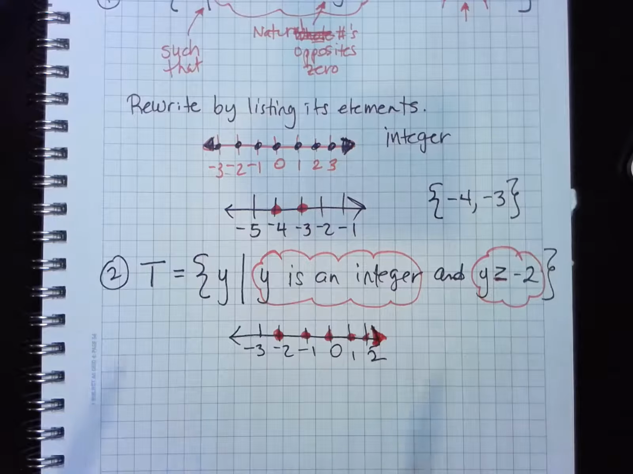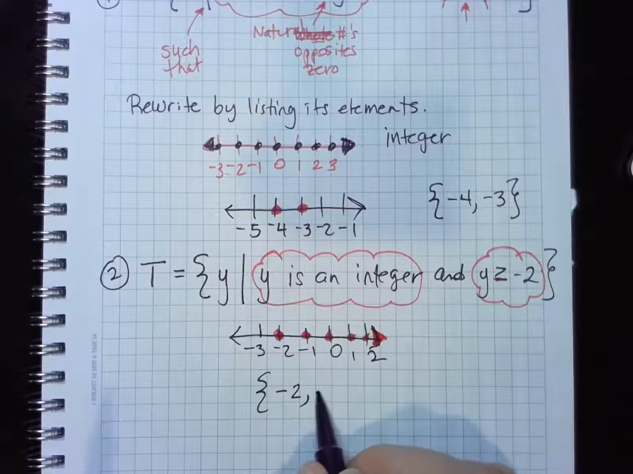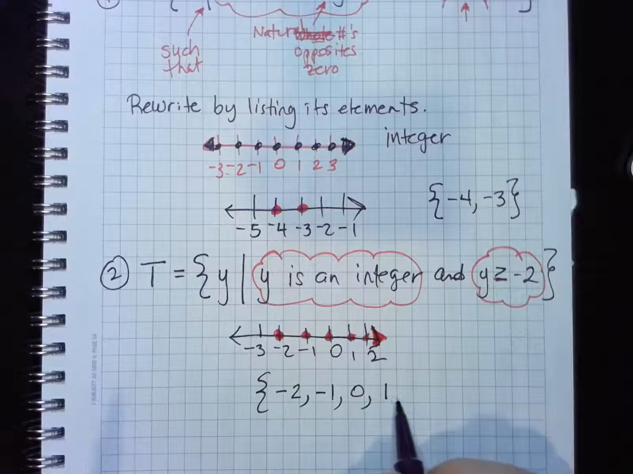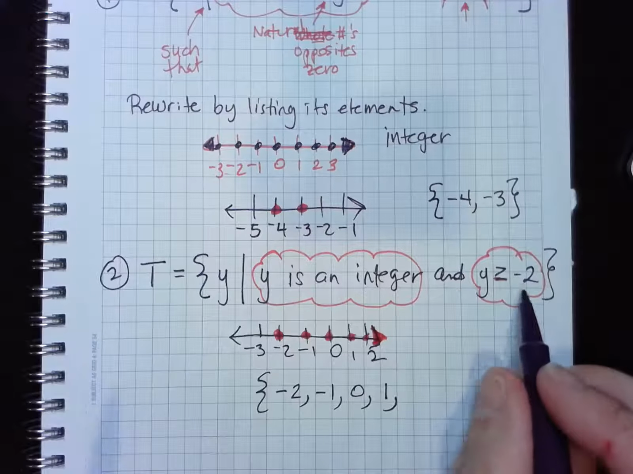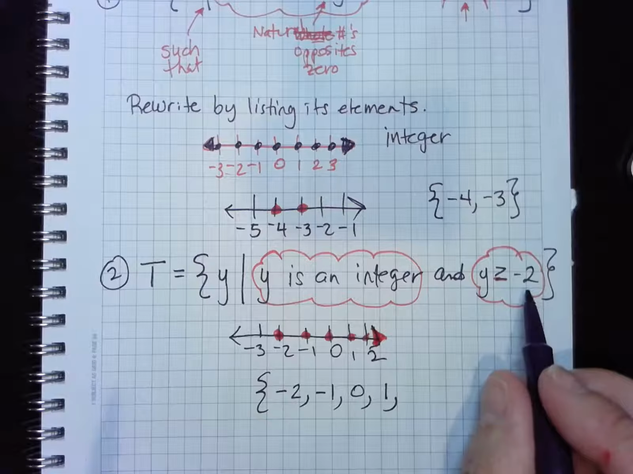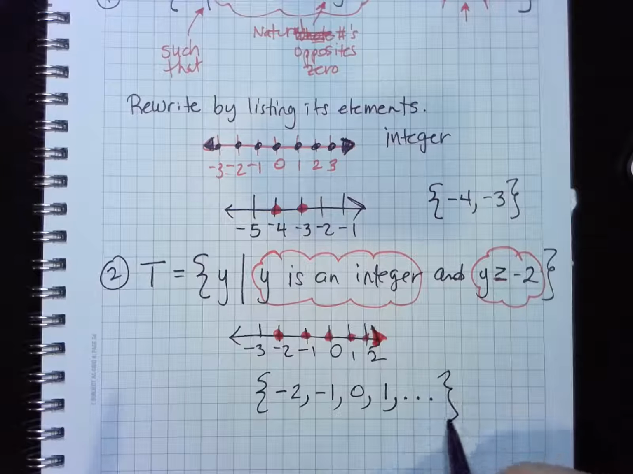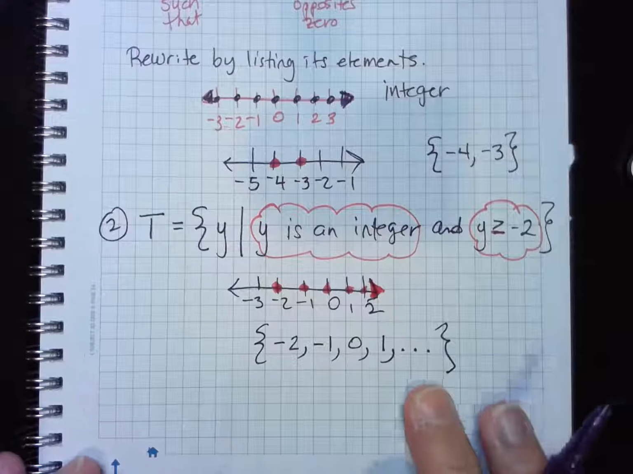So now when I write my elements in my set, I'm going to write -2, comma, -1, comma, 0, comma, 1, comma, and since I had to shade the arrow, there was no limit on the other side, then I would put dot, dot, dot. Okay, so I listed 4 elements, comma, dot, dot, dot. And that's what you would put in to the answers.